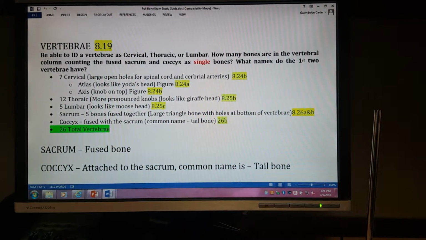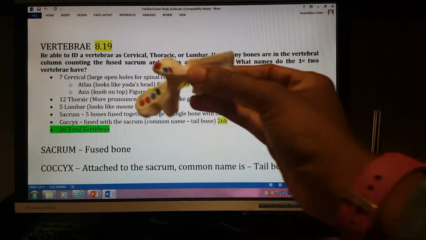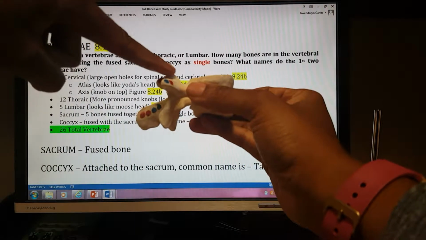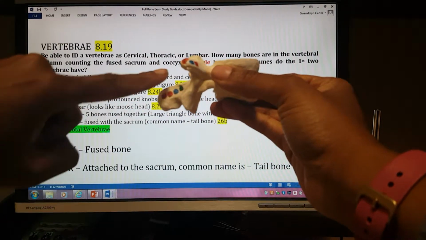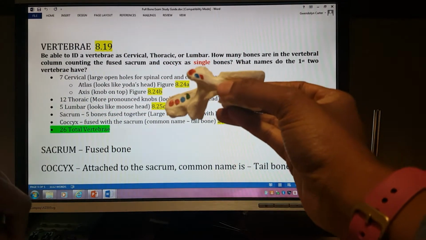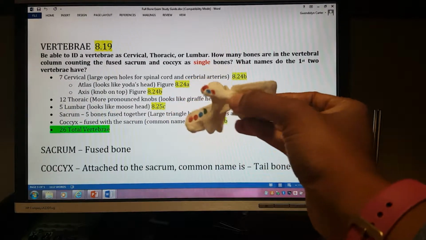One way to identify your lumbar vertebrae is that they look like a moose head. So from the side, we have the antlers. Then we have that big snout that they have as well for our moose.